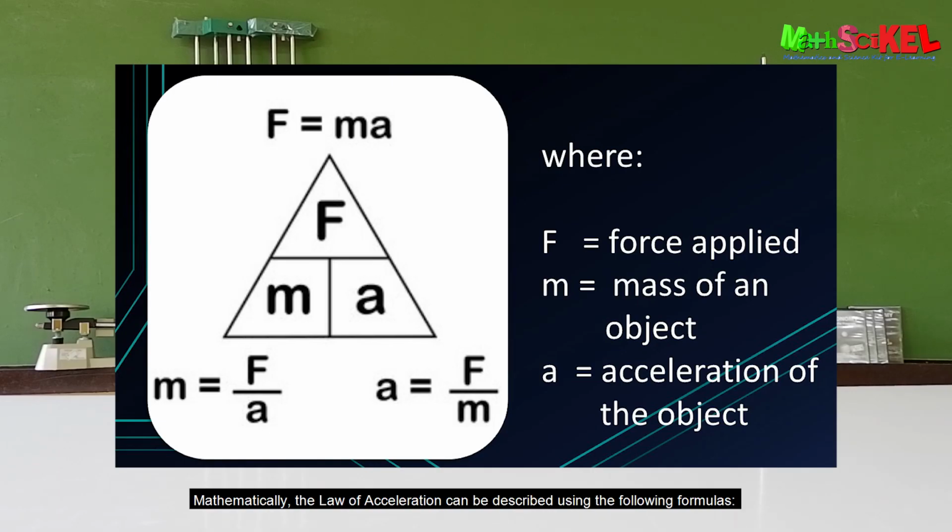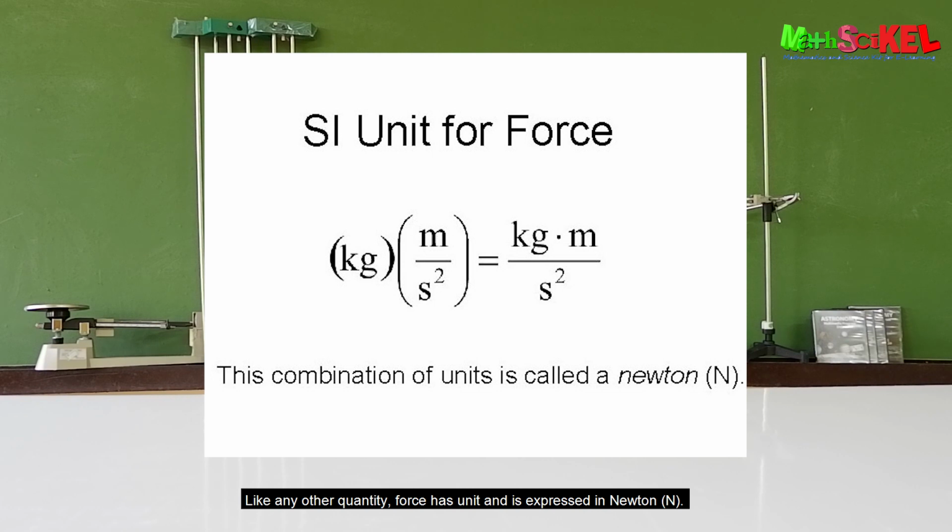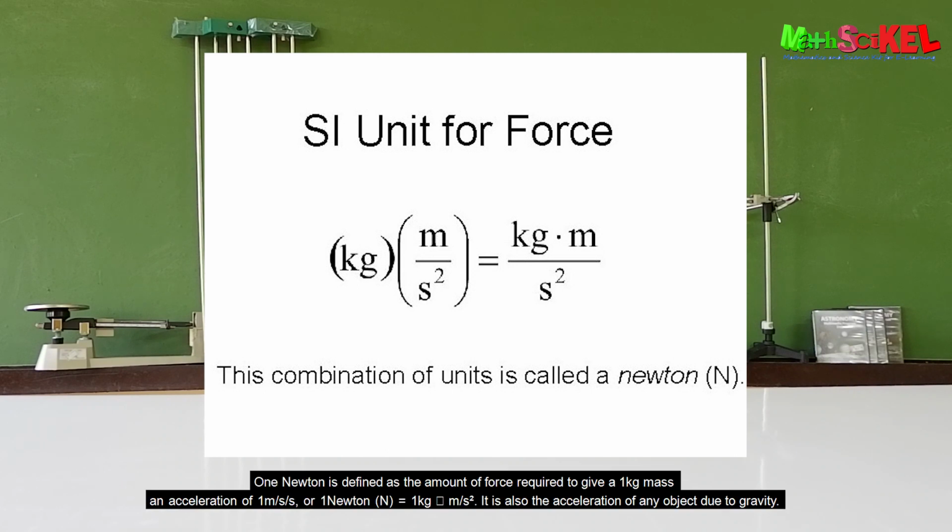Mathematically, the law of acceleration can be described using the following formulas. Like any other quantity, force's unit is expressed in Newton or capital N. 1 Newton is defined as the amount of force required to give a 1 kilogram mass an acceleration of 1 meter per second squared, or 1 Newton, capital N, is equal to 1 kilogram meter per second squared. It is also the acceleration of any object due to gravity.